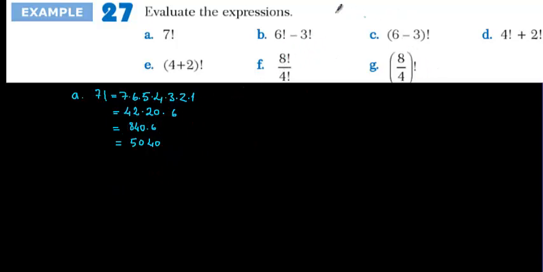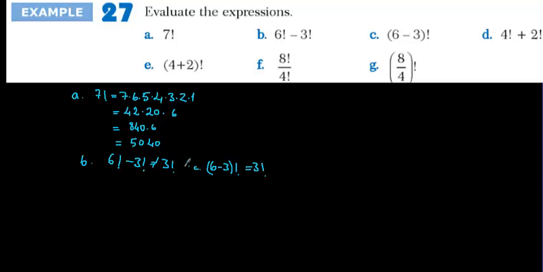Okay, 6 factorial minus 3 factorial, we are going to calculate this one now. What is the result? And 6 minus 3, when it is written in parentheses, what does it mean? Many students make this mistake. They wrongly write that 6 factorial minus 3 factorial is equal to 3 factorial, which is not true. Because (6 minus 3) factorial is equal to 3 factorial, which is C here.